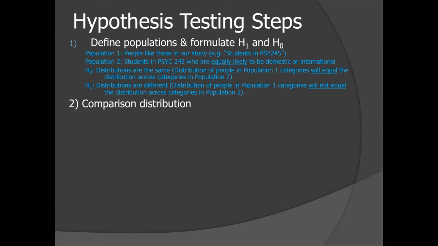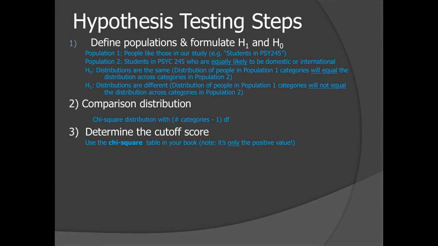Step 2, we do our comparison distribution. So in this case, we're doing a chi-square distribution with our number of categories minus 1 degrees of freedom. So our comparison distribution for this question is a chi-square distribution with 1 degree of freedom. Using the table to determine the cutoff score, we found that our critical chi-squared value was 3.84, I think.